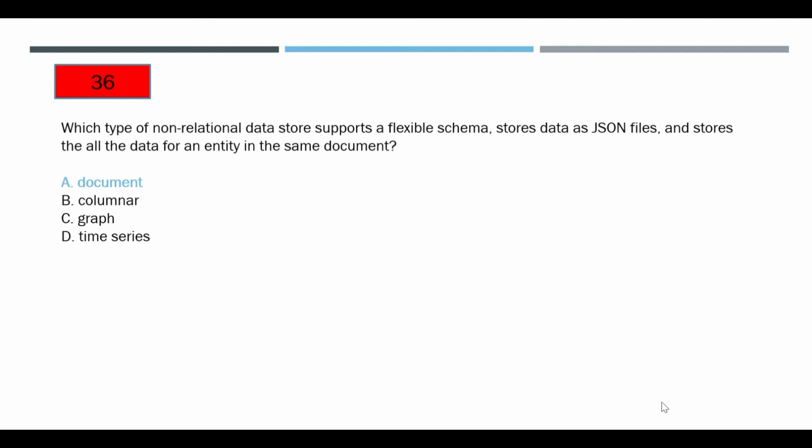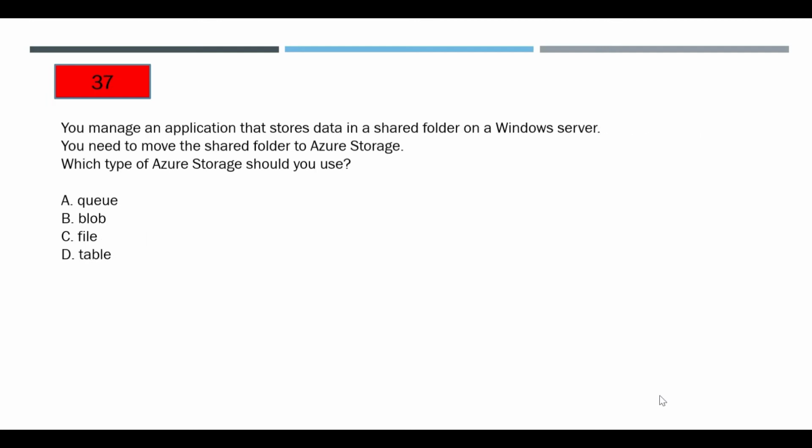Now let's look at the next question. So the question is saying, you have a shared folder on a Windows server and you want to move it to an Azure storage. So which storage to use? Since we are talking about shared folders on a Windows server, these are mostly files. So file should be our option here.